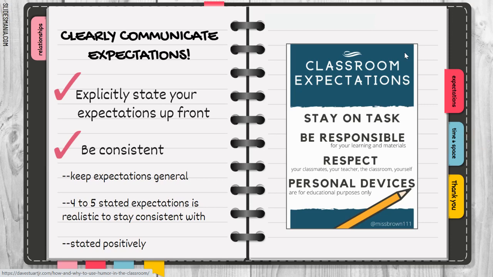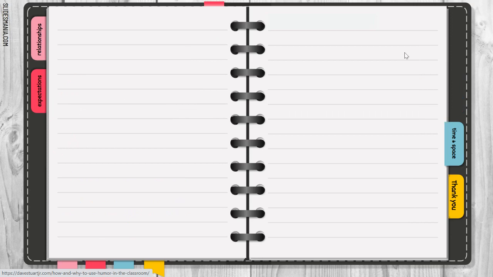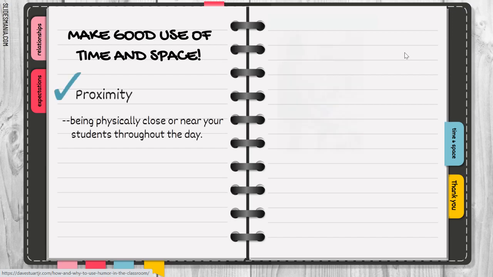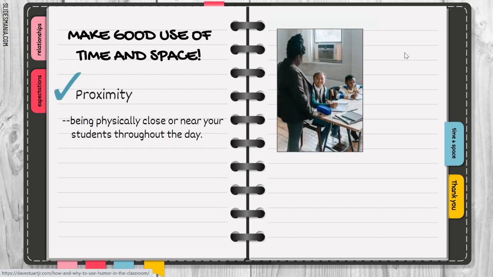Okay, let's head to the next tab in our notes. My third recommendation for being proactive with classroom management is to make good use of time and space. One way to do that is with proximity. This means being physically close or near to your students many times throughout the day.